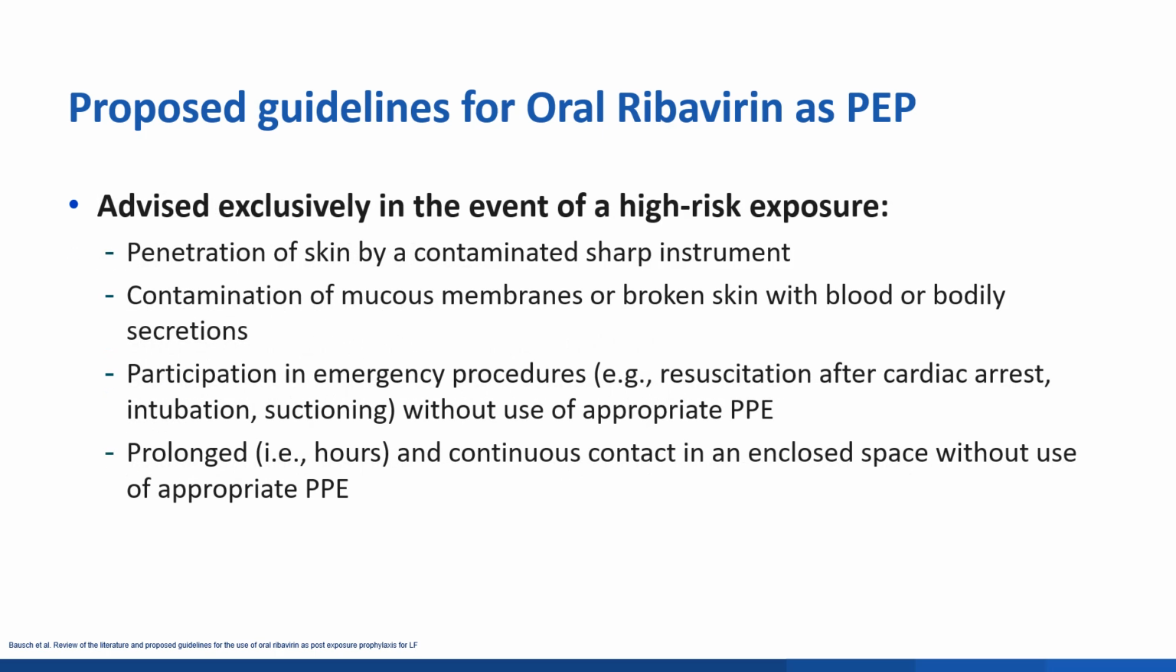These guidelines advised ribavirin PEP exclusively in the event of a high-risk exposure, defined as one of the following: penetration of skin by a contaminated sharp instrument, contamination of mucous membranes or broken skin with blood or bodily secretions, participation in emergency procedures to include resuscitation after cardiac arrest, intubation, and/or suction without use of appropriate PPE, or prolonged and continuous contact in an enclosed space without use of appropriate PPE.